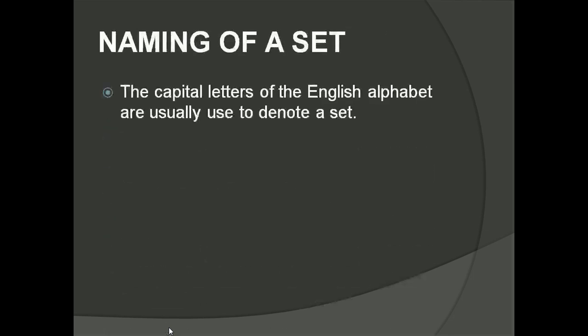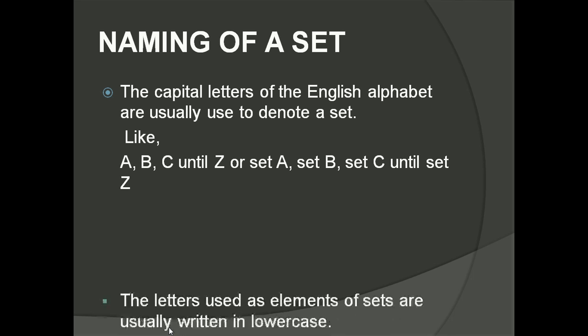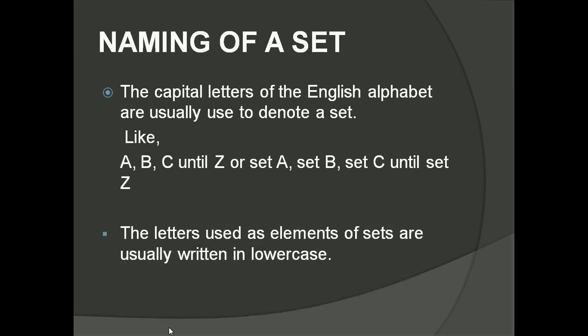How to name a set. Capital letters of the English alphabet are usually used to denote a set, like A, B, C until Z, or set A, set B, set C until set Z. The letters used as elements of sets are usually written in lowercase.